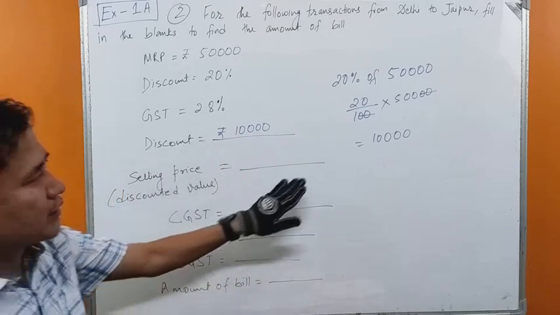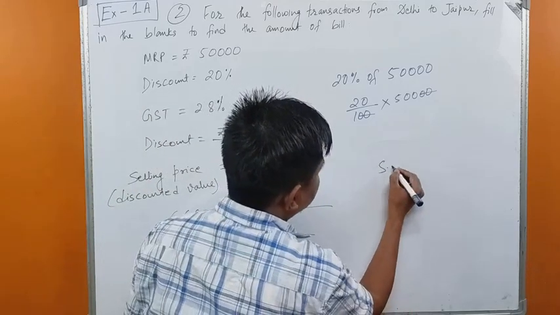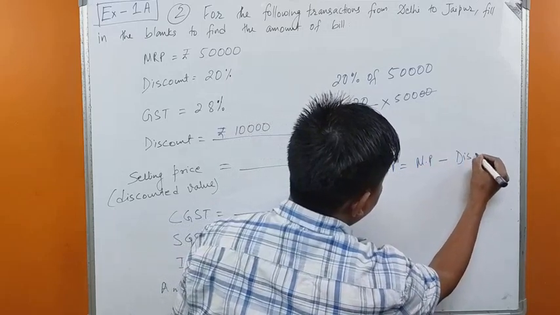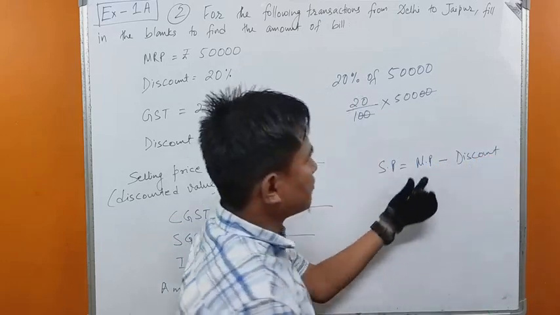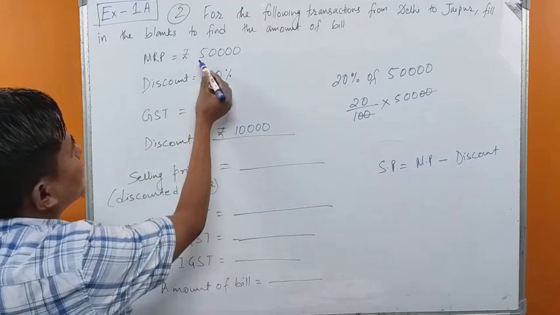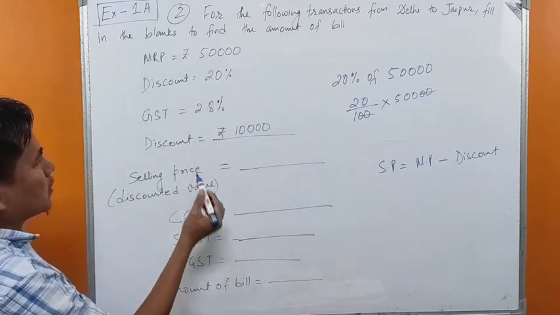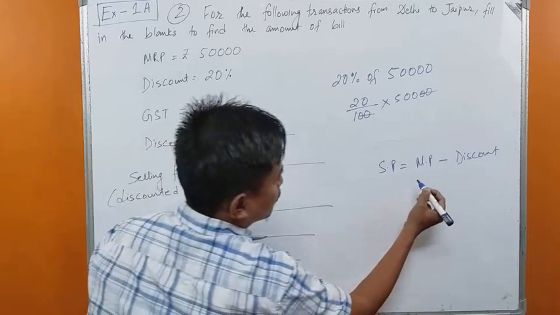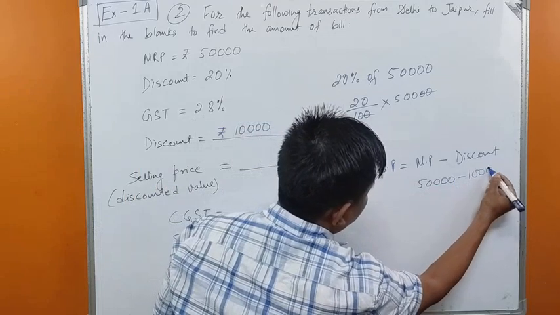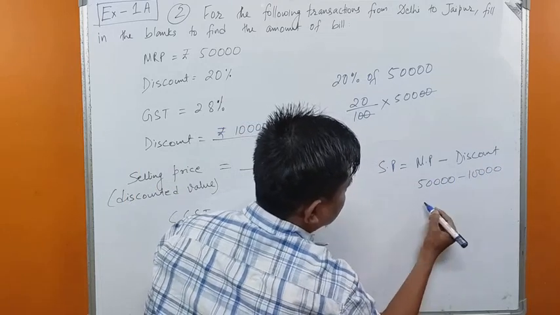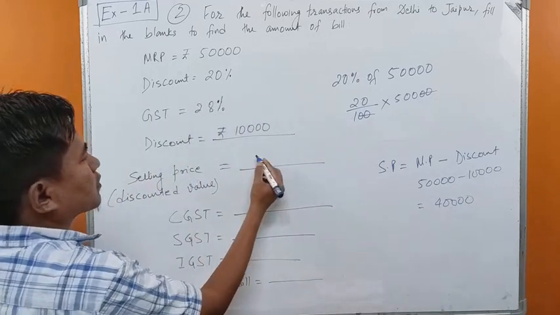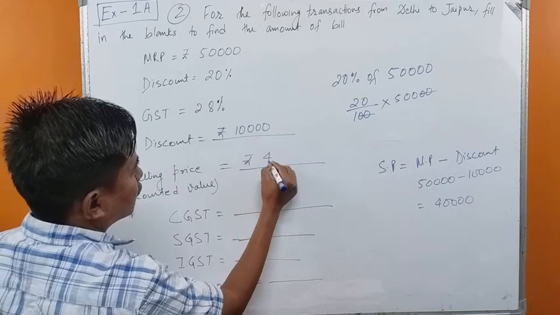Now selling price. We know that selling price equals mark price minus discount. So what is mark price? Mark price is 50,000. And what is discount? Discount is 10,000. So 50,000 minus 10,000 is the selling price. 50,000 minus 10,000 is 40,000, isn't it? So selling price of the product is rupees 40,000.